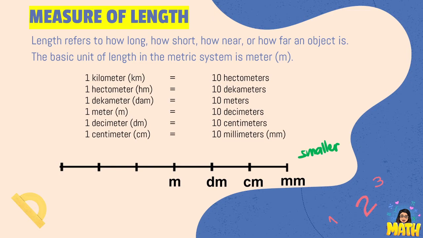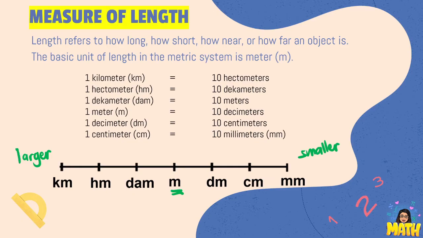Pero kapag lumaki yung object or lumayo yung distance ng isang object to another, it's proper to use larger units such as decameters, hectometers, and kilometers. So these are larger units compared to the base meter. So remember yung pagkakasunod-sunod niyan from smaller to the larger.